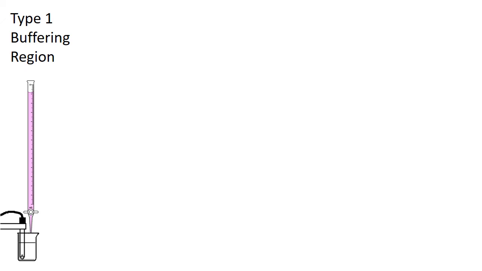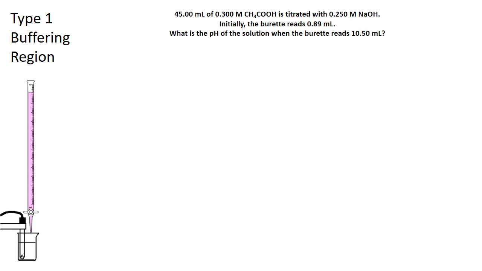Let's next take a look at a type 1 buffering region problem. We're in the buffering region and we'd like to determine the pH. The words could look something like this. 45 milliliters of 0.300 molar acetic acid, located in the beaker down below, is titrated with 0.250 molar sodium hydroxide. And initially the burette reads 0.89 milliliters, so that's where things begin.